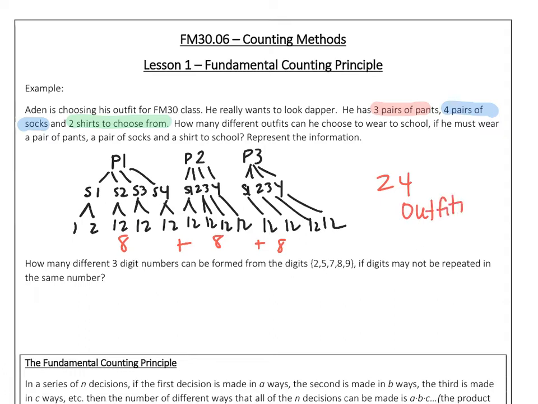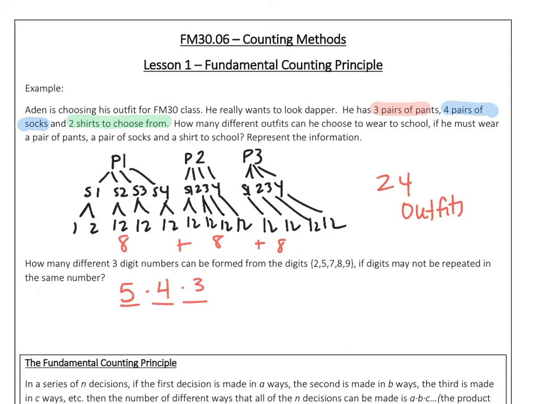Okay. How many different 3-digit numbers can be formed from the digits 2, 5, 7, 8, and 9 if the digits may not be repeated in the same number? Okay, so I need to make a 3-digit number. And I'm choosing from 5 possible digits. So basically, I could have 5 choices there, right? And then I could have 4 choices and then 3 choices.